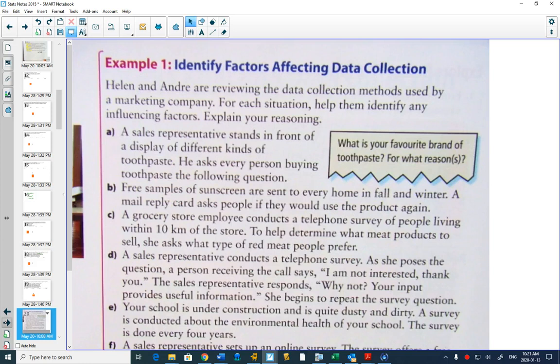Here are some more examples that we can just talk about. These ones come from your textbook. Helen and Andre are reviewing the data collection method used by a marketing company. Help them identify any influencing factors. So part A. Okay, a sales representative stands in front of a display of different kinds of toothpaste. He asks every person buying toothpaste the following question. What is your favorite brand of toothpaste? For what reasons? Okay?